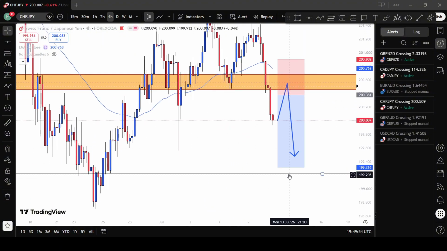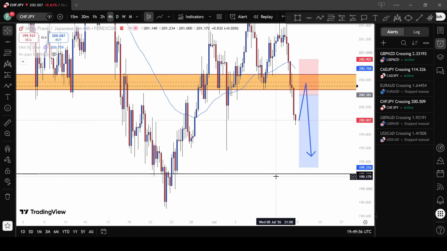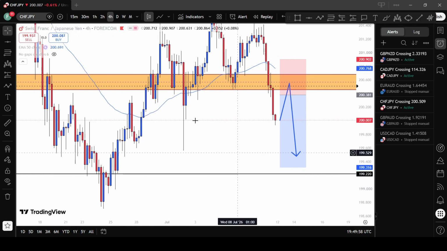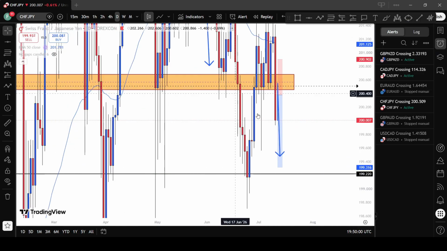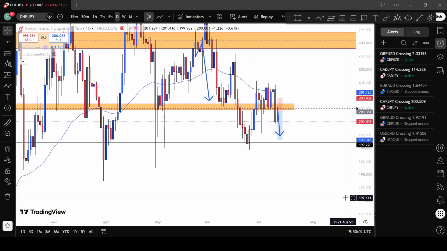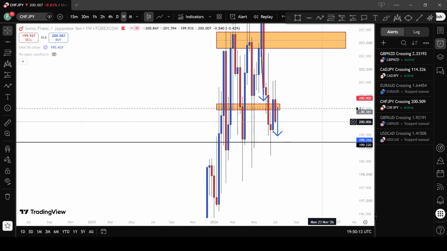My TP would be anywhere here, because once price reaches here, it's going to start to consolidate and things like that. So I'll be looking to exit here. That would also be the lower low point, so it will be a pretty decent area to exit the trade. All right, so that's it for CHF JPY.